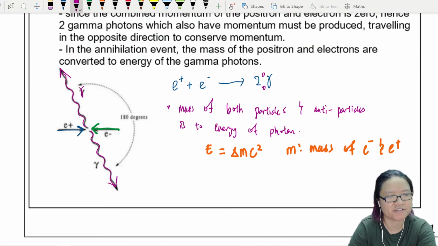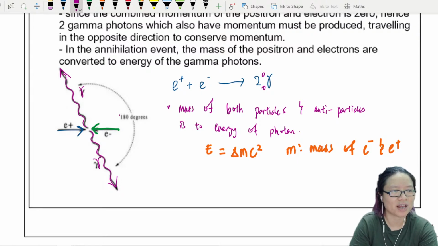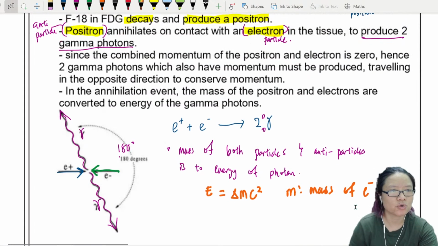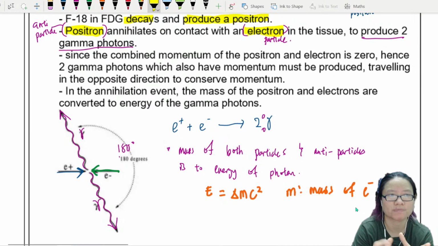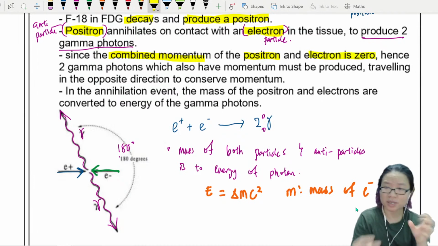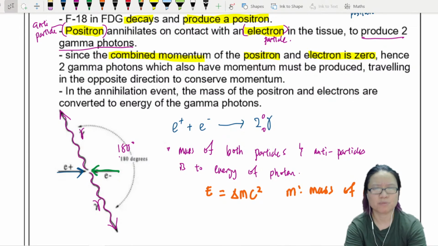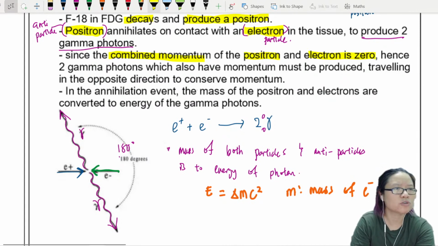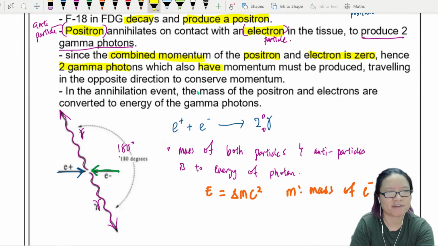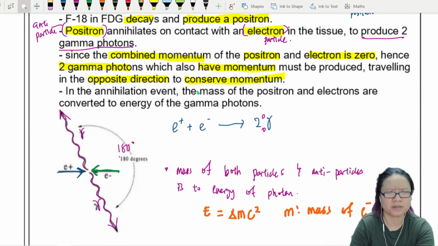Why do we insist that they fly in the opposite direction though? This reaction is a lot like an explosion. So they move in opposite directions, 180 degrees apart, because this is an explosion. If you think about your electron, the combined momentum of the positron and electron is 0, because when they encounter each other, they move quite slowly, and the momentum is essentially close to 0. So these 2 gamma photons that are released must have momentum, and they will travel in the opposite direction to conserve momentum.